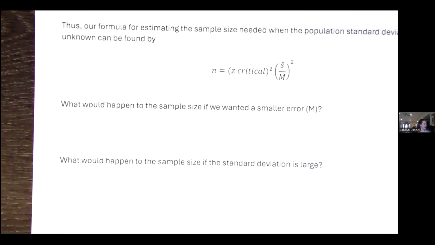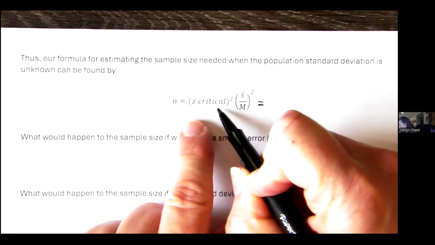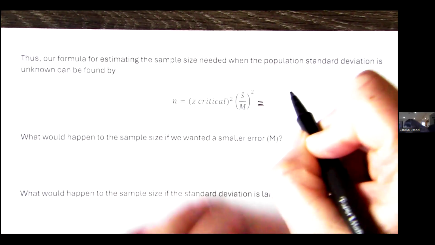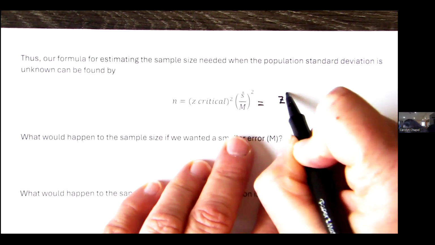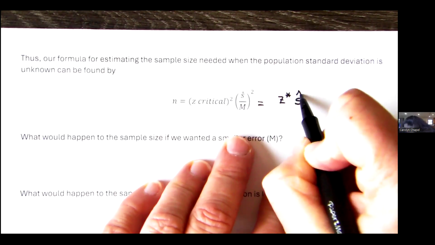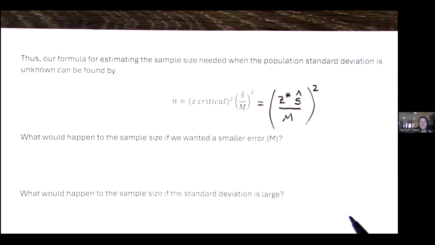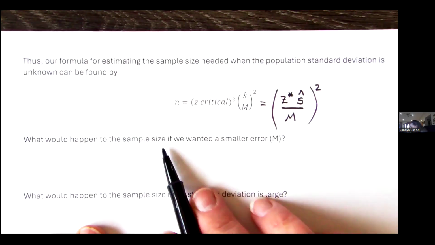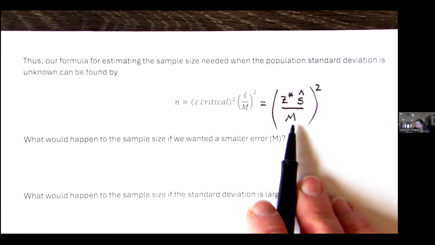So here, let's do some examples. But first of all, rewrite our formula. Our formula now is going to be our Z critical, with that S hat in there, divided by M. Let me write it a little bit differently: N equals Z star times S hat over M, all of that squared. What's going to happen to our sample size if we want a smaller error? If M is going to get smaller, our sample size has to get bigger.